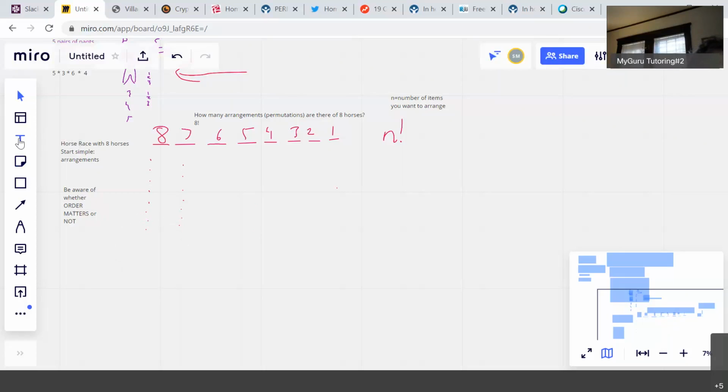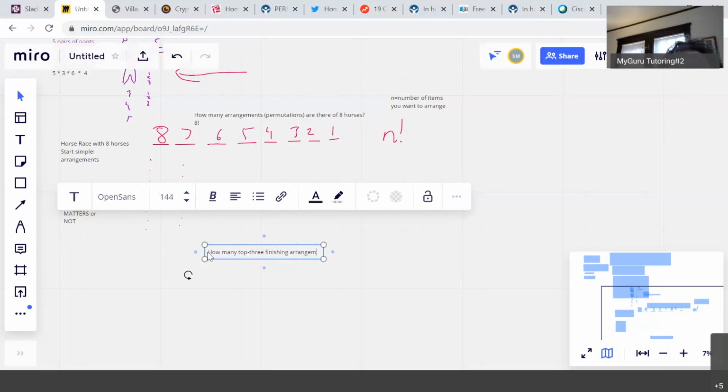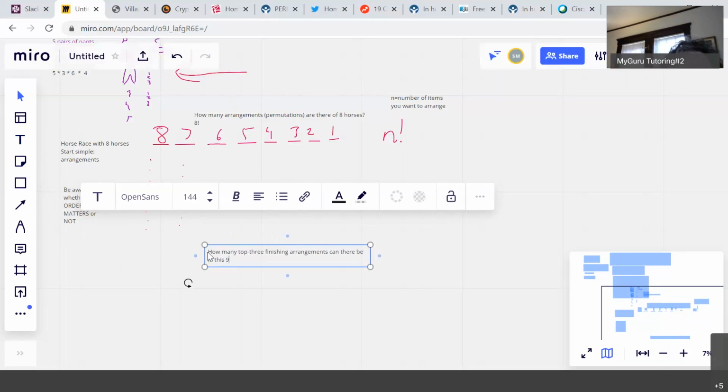All right, so say I wanted to do something like how many top 3 finishers, or finishing arrangements, can there be in this 8-horse race?